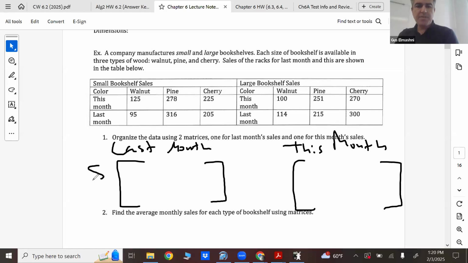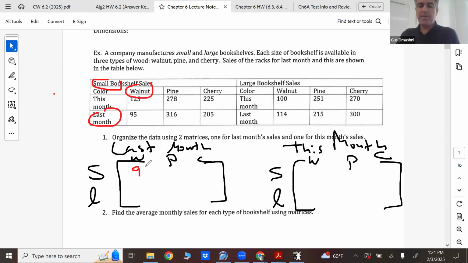I'll do S for small and L for large. Then I'll do W for walnut, P for pine, and C for cherry. So how am I going to fill out that first matrix? If I look at the data from last month, how many small walnut bookshelves did I sell last month? So small walnut last month.